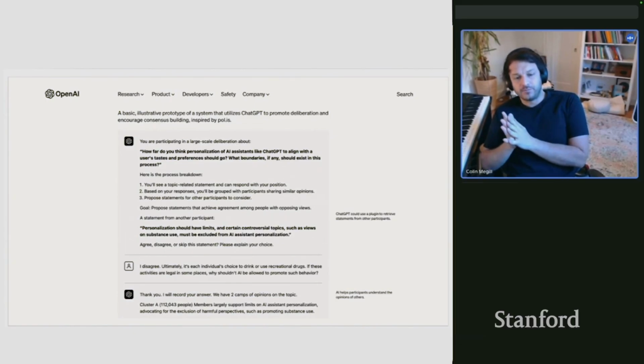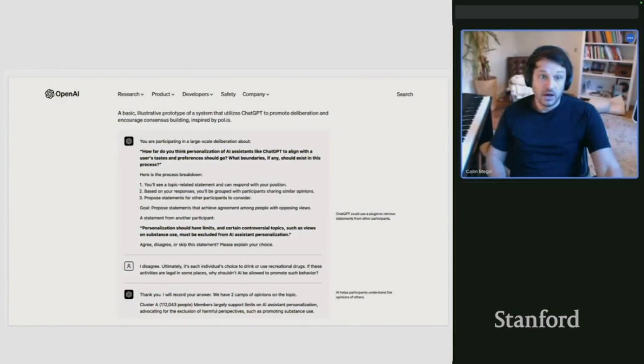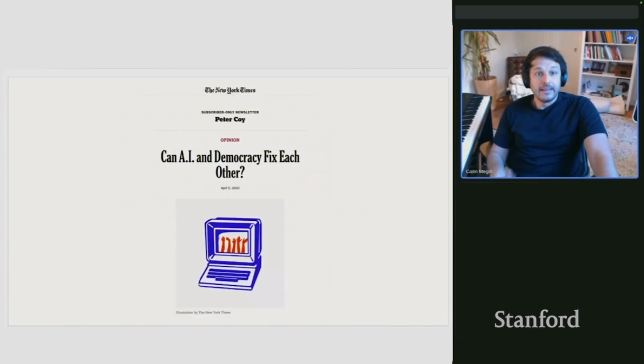model, we'd be able to ask the model to follow up with people to get the next level of detail after they submit a statement, and that's a particularly interesting area.